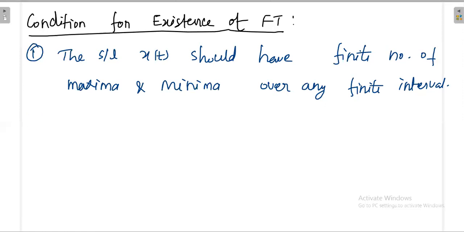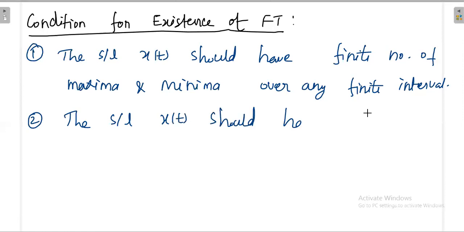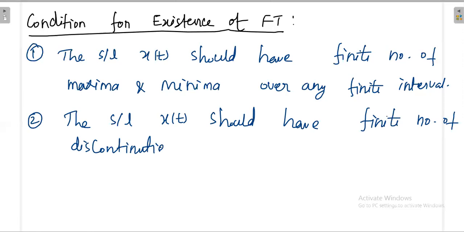The signal x of t should have a finite number of discontinuities over any finite interval. These two properties we have seen in Fourier series also, the same properties only.